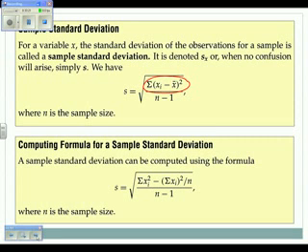And then on this bottom formula, we have the sum of x squared. Well, that was the sum of the second column, right? And then we have the sum of x. Well, that was the sum of the first column. So this was our second column, this was our first column, and this was our fourth column. So all of these things in the formulas we can get from the table that we just filled out.